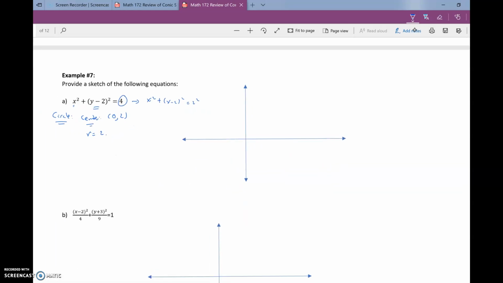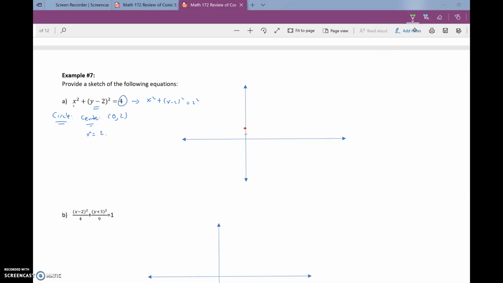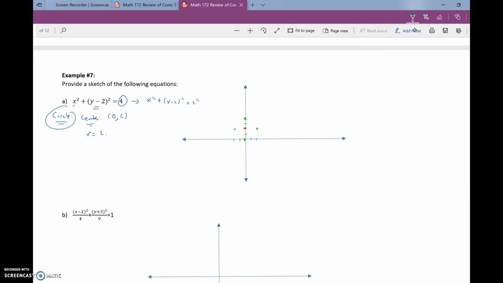So all I need you to do is a basic sketch. We're going to put the center at technically 0, 2. So 1 and 2. And then from here, we're going to go 2 units in every direction. So technically 1 and 2. This is going to be another point, 1 and 2, another point, and 1 and 2, another point. So all I need you to do is connect it. If it looks like an ellipse, it's perfectly fine. We're doing these by hand. So that's going to be our circle, which has a center at 0, 2 and a radius of 2.